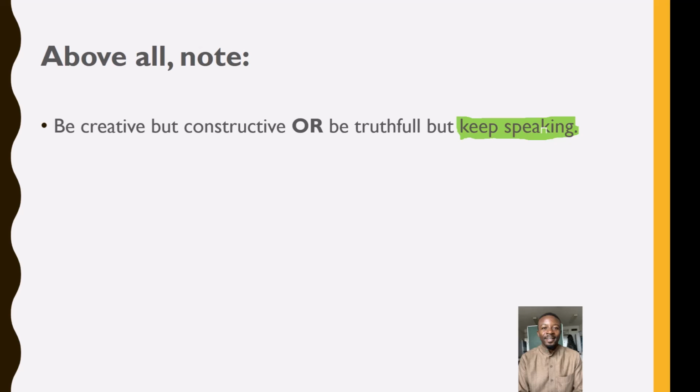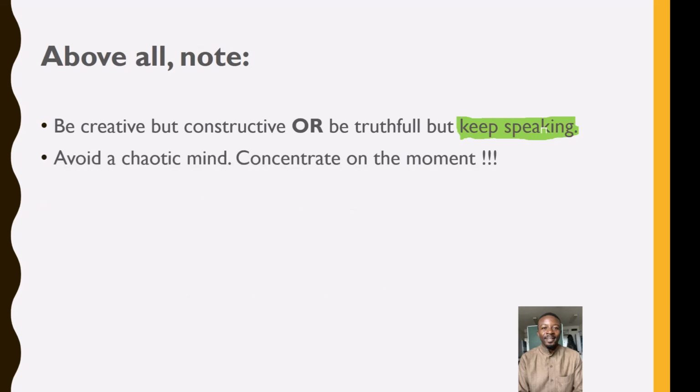I'm just trying to say something. I'm just trying to speak. I'm trying to speak English language. That is the main thing. That is what they want from you. So whether you're being creative and constructive, or you're being truthful, the main thing is that you should keep speaking. Keep speaking. Very important.